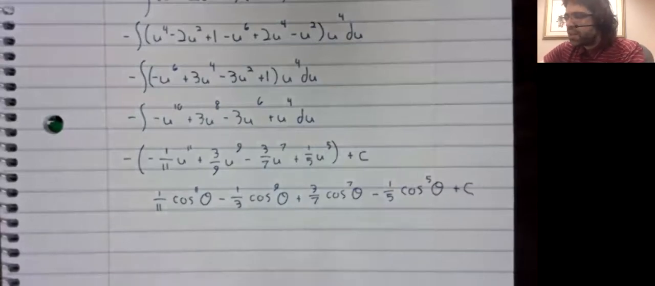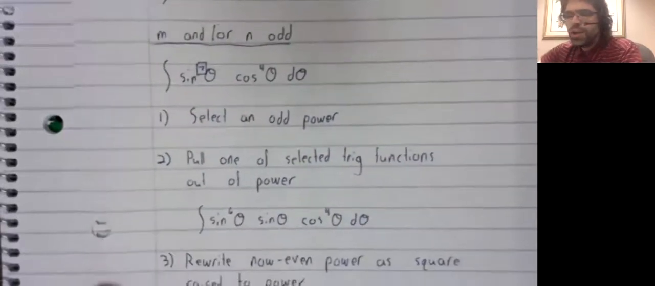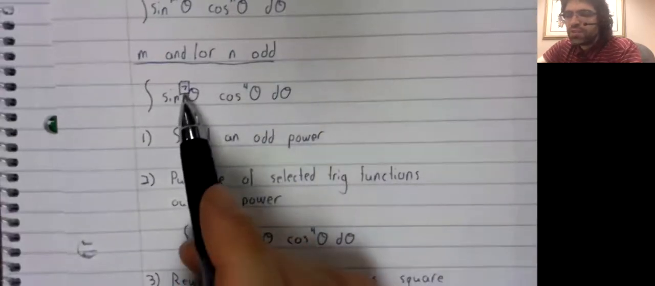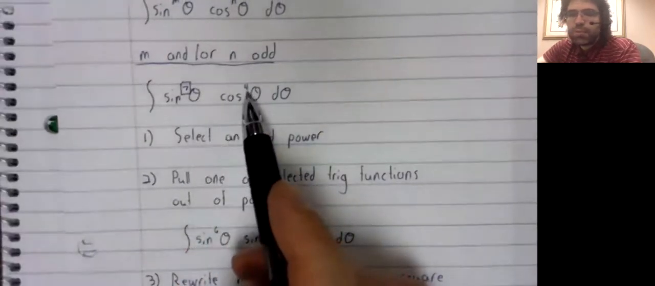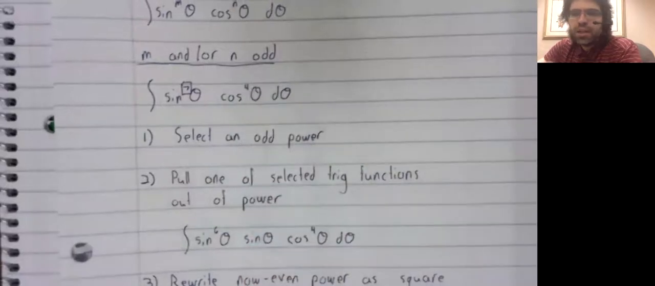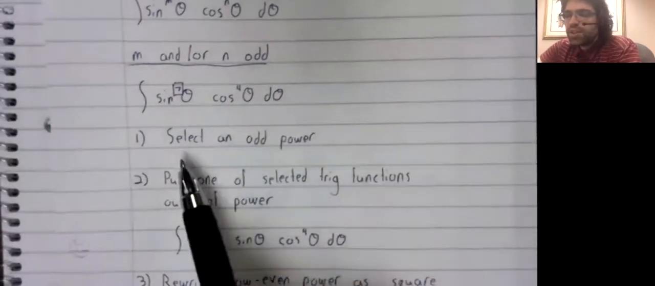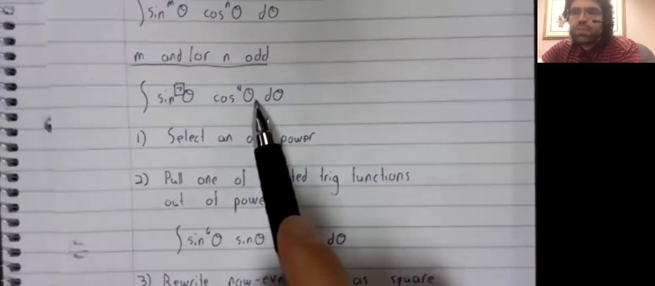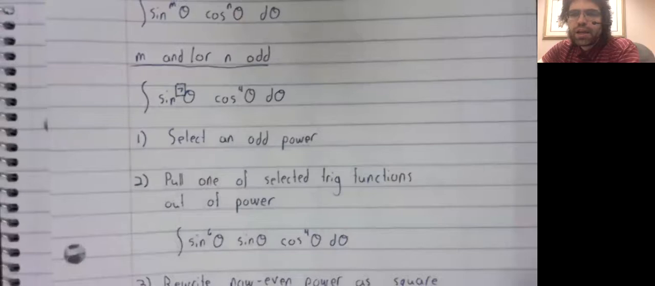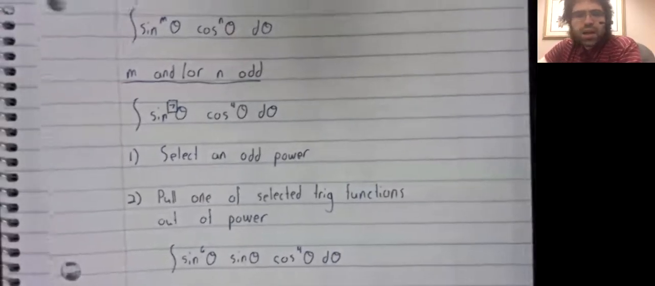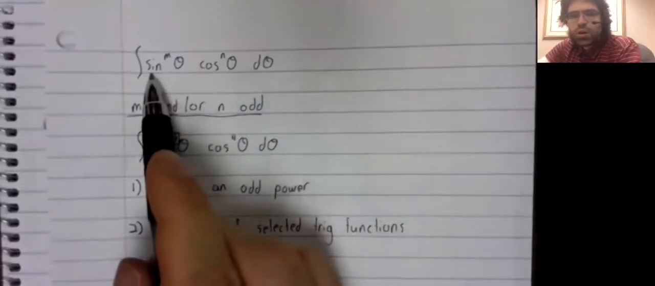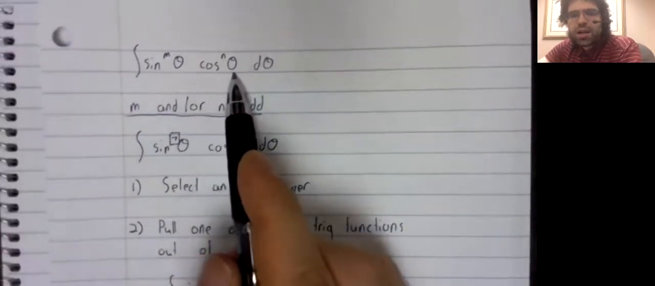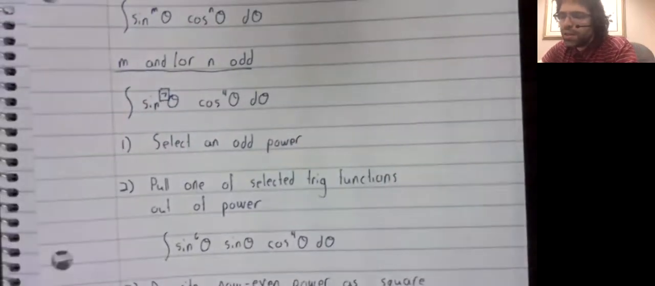So that's our method. A few comments. First of all, if instead of the sine being raised to an odd power, the cosine was, it would be the same process. When we selected an odd power, we'd select the cosine, we'd pull a cosine out, and we'd just go through the same process. I phrased this in terms of powers of sine times powers of cosine.